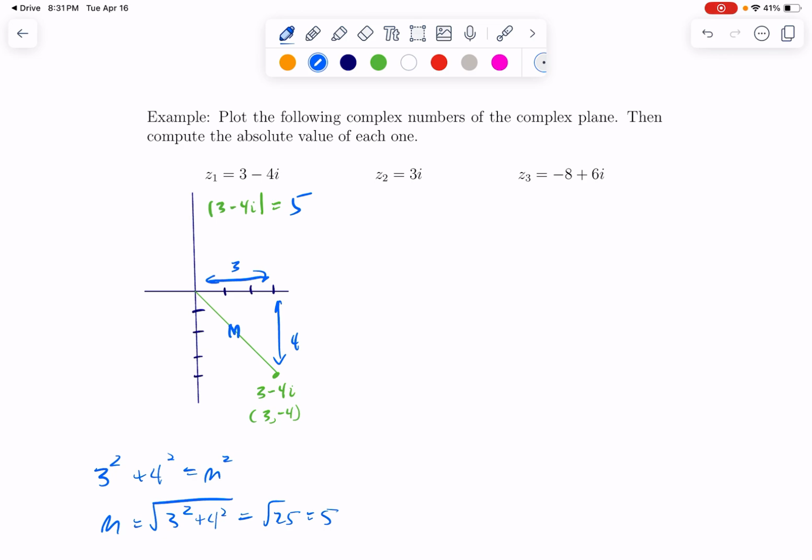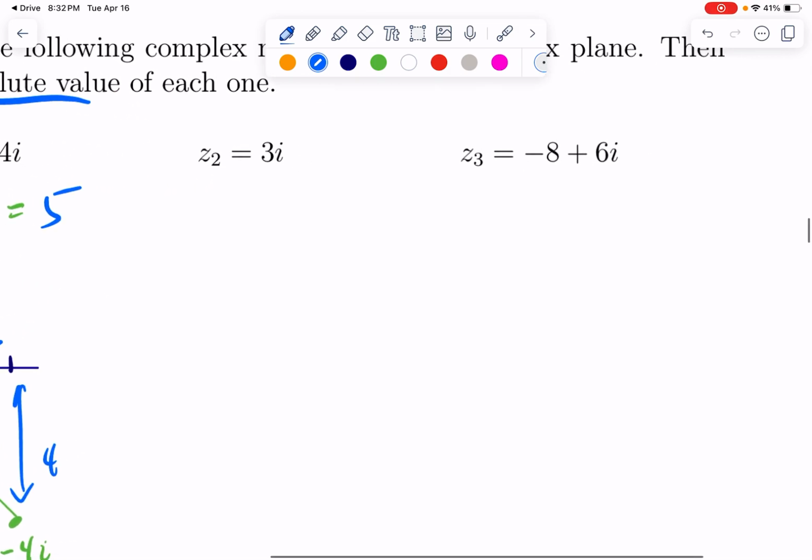So try that with these last two. Plot where would this be on the complex plane, and then how far apart is it from 0? That is what we would call the absolute value or modulus of that complex number. All right, I hope you've tried that.